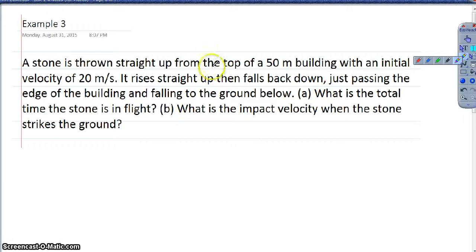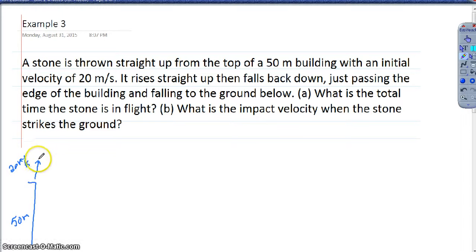We've got our building, which we're throwing it up from, so I'll just sketch the picture here. So my building is 50 meters tall. The guy throws it up with an initial velocity of 20 meters per second. They ask us what is the total time that the stone is in flight and what is the impact velocity when it strikes ground.